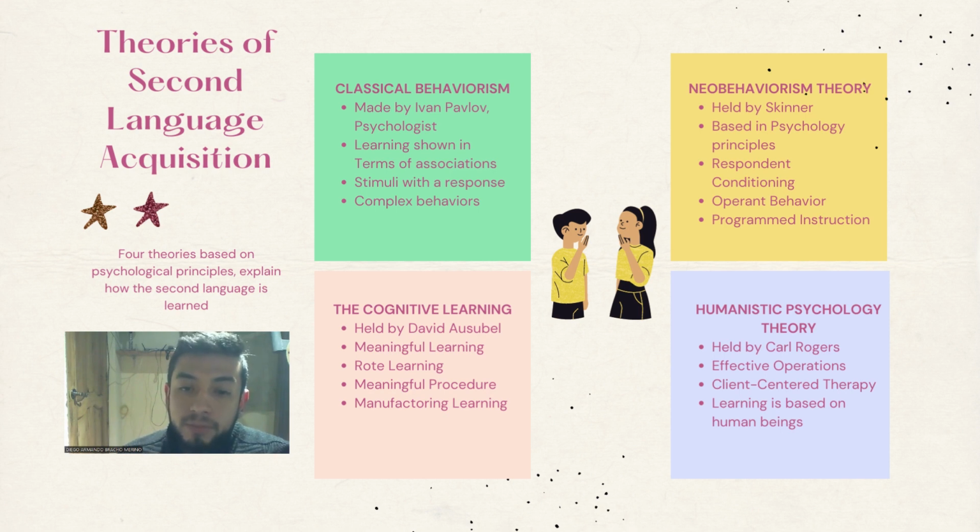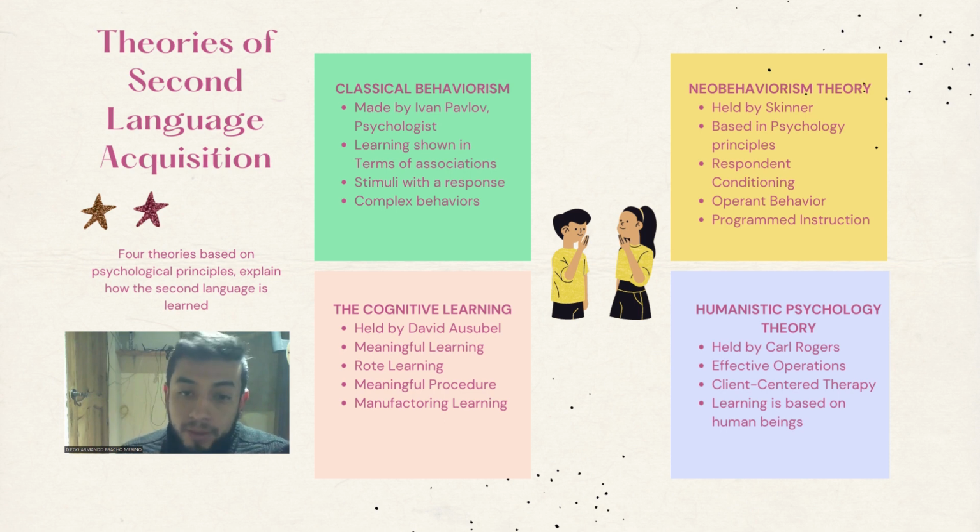So that means that some person is giving a stimulus that could be oral, visual, or written, and then they give a response that is a specific behavior. The next theory is the neo-behaviorism theory. In this theory, the psychologist Skinner tries to give us the meaning that learning is based on the behavior of the person. So this theory is based on psychological principles.